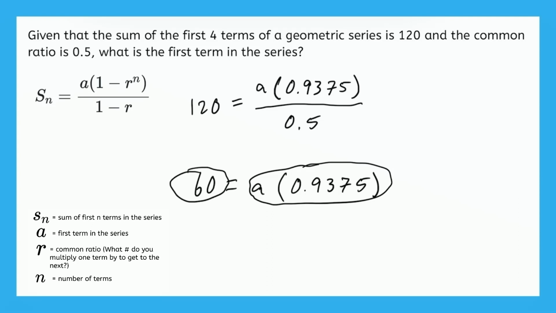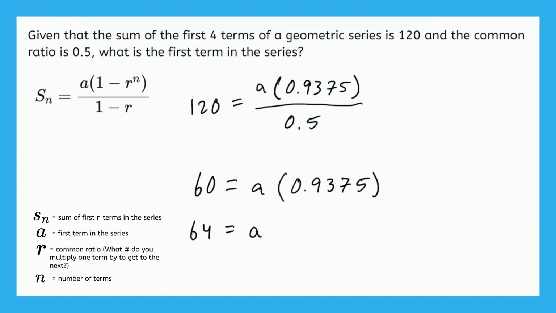Last step is to divide both sides by this 0.9375, and then we will have a. So when we divide the right side by 0.9375, we get just a, and on the left, 60 divided by the 0.9375 gives us 64.